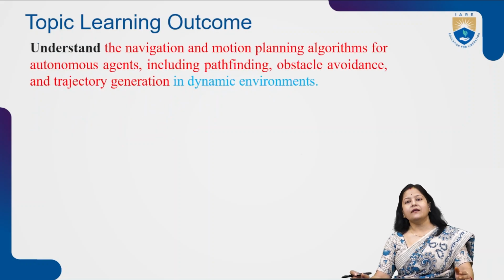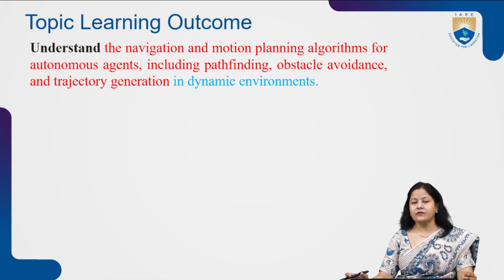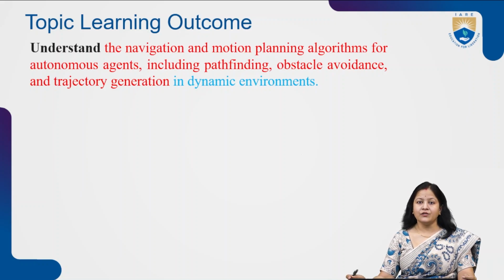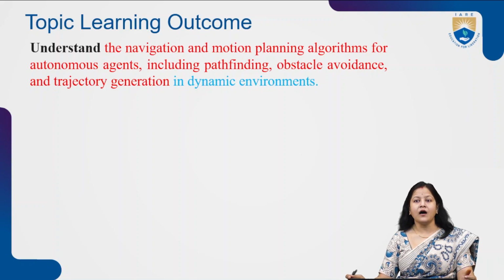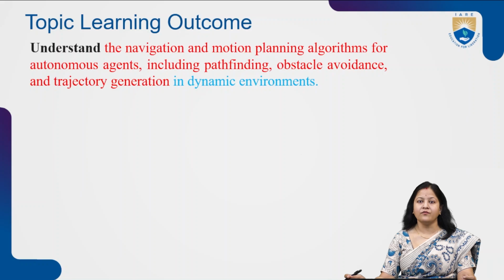This is the learning outcome for this particular topic. After the completion of this topic, students can understand the navigation and motion planning algorithms for autonomous agents, including path finding, obstacle avoidance, and trajectory generation in dynamic environments.